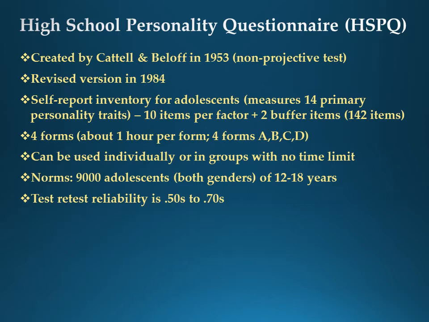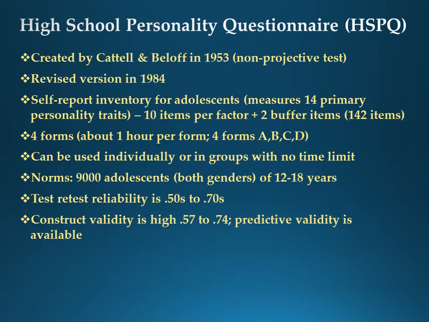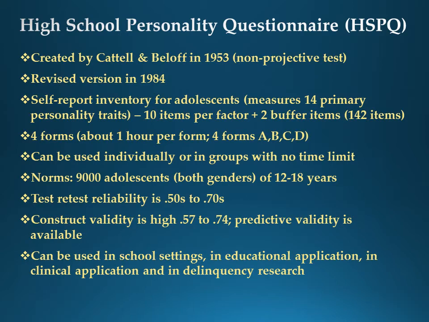The test has good reliability, ranging from 0.50s to 0.90s, and construct validity is high, up to 0.70s. Also, predictive validity is available, which then helps us to predict the personality of the child. So that way it's quite a good test.